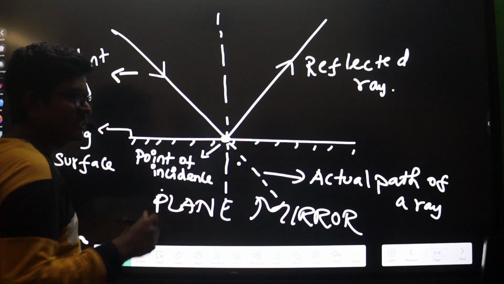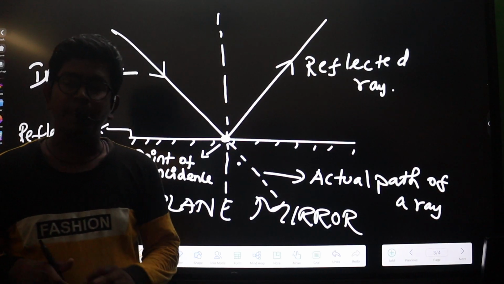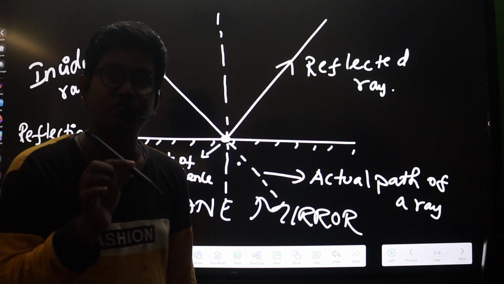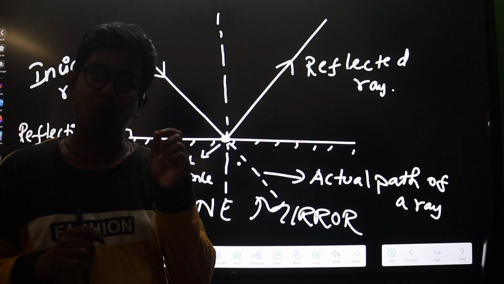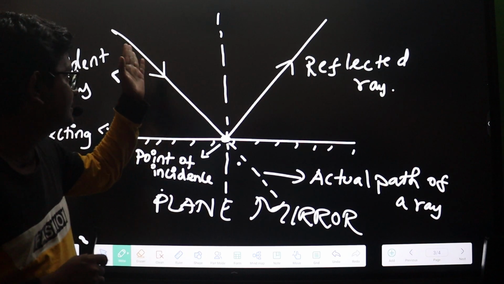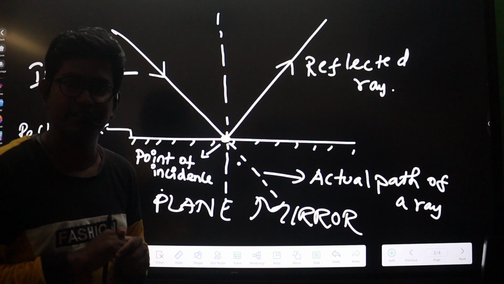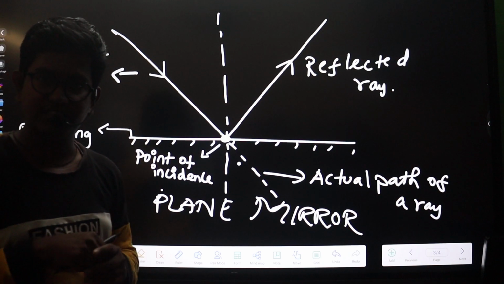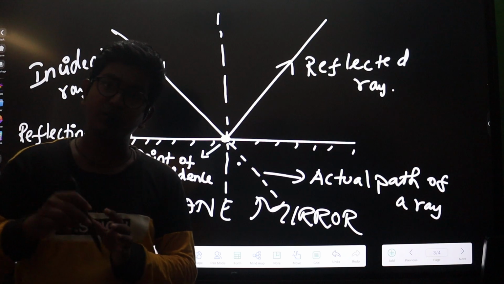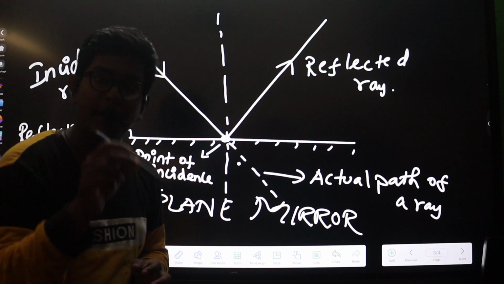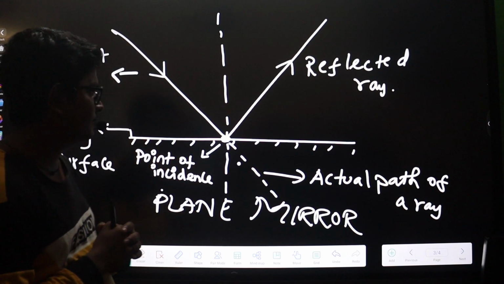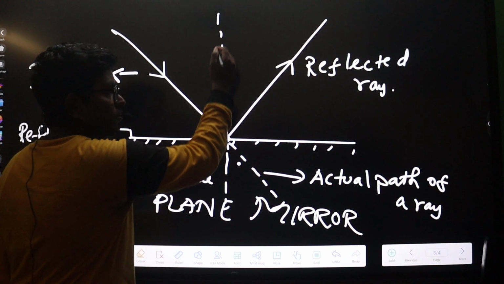It is a point of incidence. Point of incidence in the sense where the incident ray is actually striking on the reflecting surface. At what point the incident ray is striking on the reflecting surface is only known as the point of incidence. It is the point where the incident ray has struck the reflecting surface. So here I drew the normal.